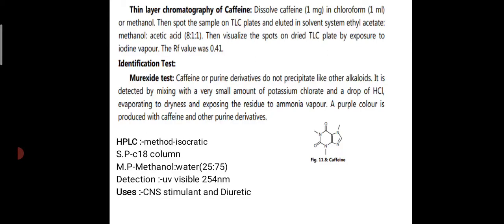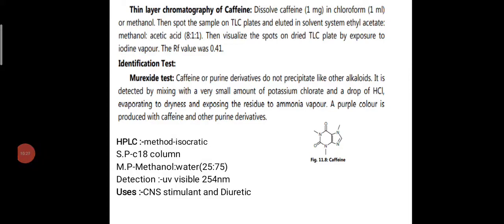Then the analysis is done by TLC. The sample is prepared by dissolving 1 mg caffeine in 1 ml chloroform or methanol. The stationary phase is silica gel G, and the mobile phase used is ethyl acetate, methanol, acetic acid in a ratio of 8:1:1. Then to visualize the spots after development, iodine vapors are used as the detecting agent, and the standard Rf value of caffeine is 0.41.